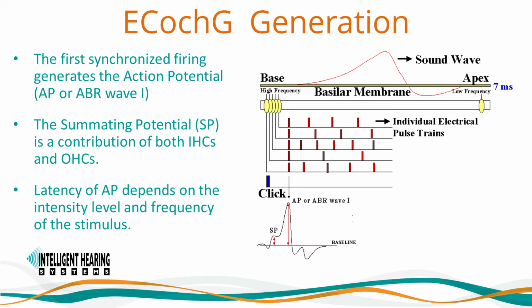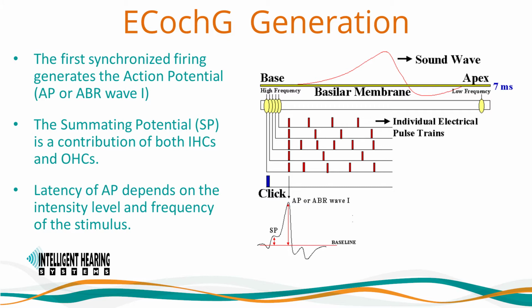The eCoG response is recorded using an electrode placed in the ear canal, such as a Tip-trode, or on the tympanic membrane, such as a Lilly TM-Wick electrode. The first synchronized firing of the neurons, as displayed in this graphical representation, generates the action potential. The peak is referred to as AP. It is also known as the peak 1 component of the auditory brainstem response, the ABR.